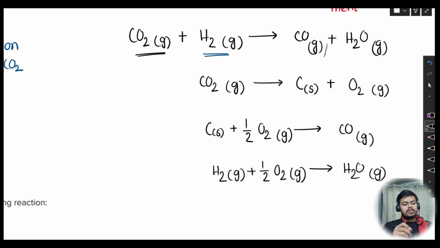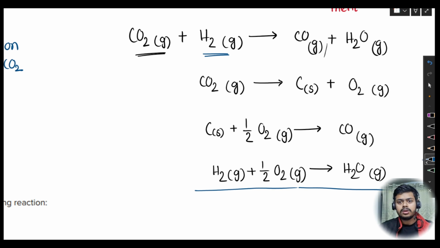Let me give you a reminder. In the calculation of the heat of reaction, the states of the reactants and products are really important. The heat of reaction value is entirely dependent on the states of the reactants and the products, so it's really important to mention them.